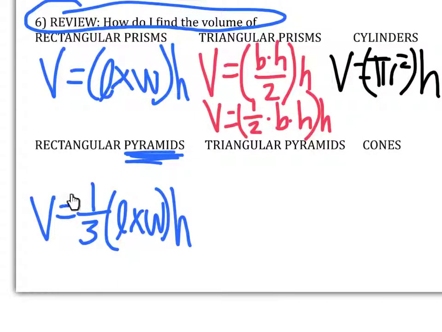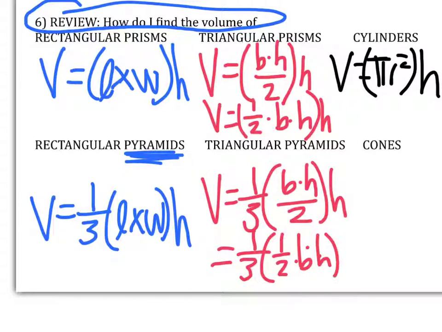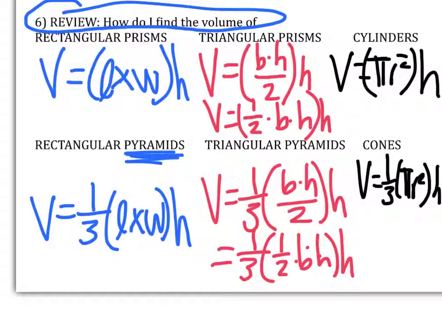So the only thing we are adding is this 1/3. Same thing with triangular pyramids, and same thing with cones. We've got V equals 1/3 base times height divided by 2 times the height, or 1/3 times 1/2 times B times H times the full height of the whole entire thing. And lastly, cones, volume equals 1/3 pi r squared times h.